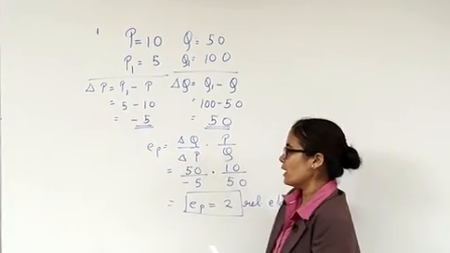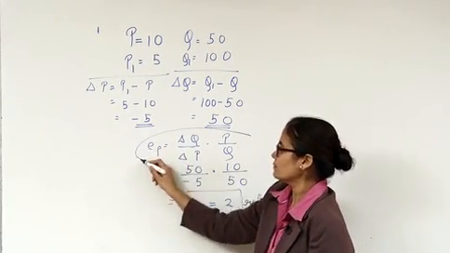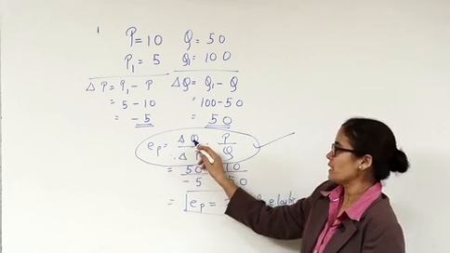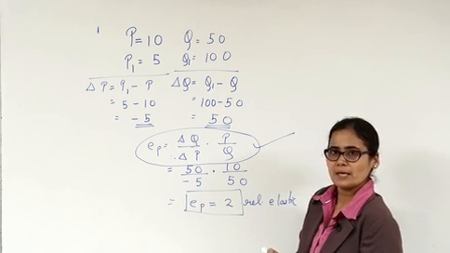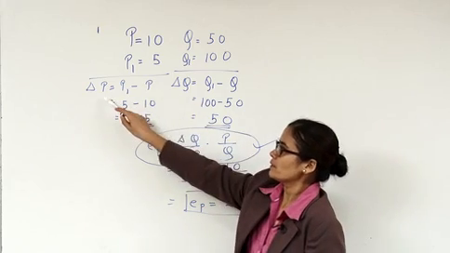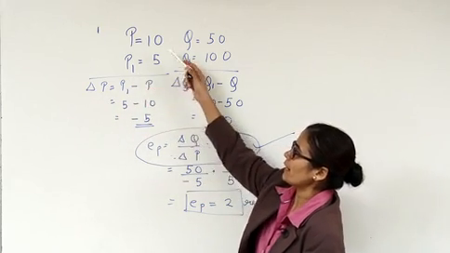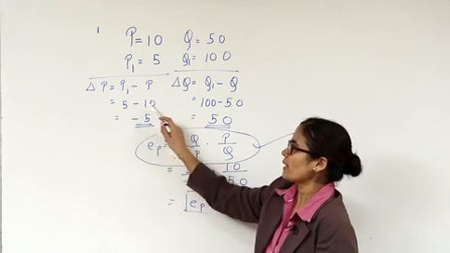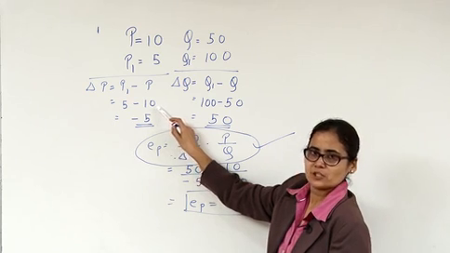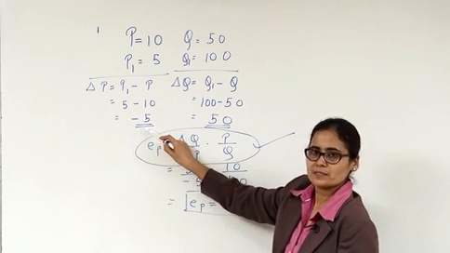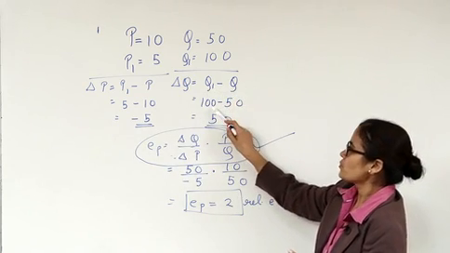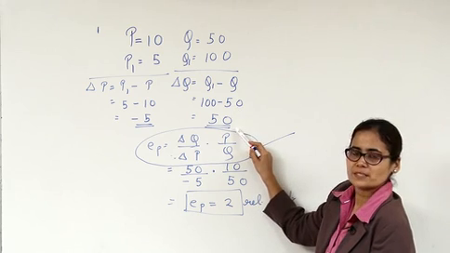Now our formula is here, correct? This is our formula. Price elasticity is delta Q upon delta P into P upon Q. So how do you get delta P? Delta P will always be P1 minus P. So 5 minus 10 gives you minus 5, because minus 10 is a greater digit, the minus sign gets carried in the answer. Delta Q is Q1 minus Q. So 100 minus 50, you get the answer 50.